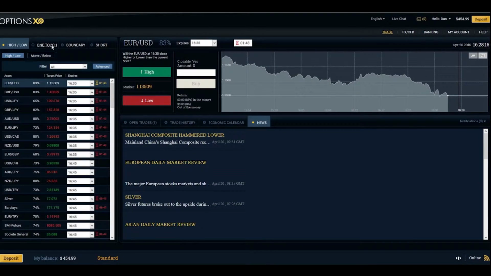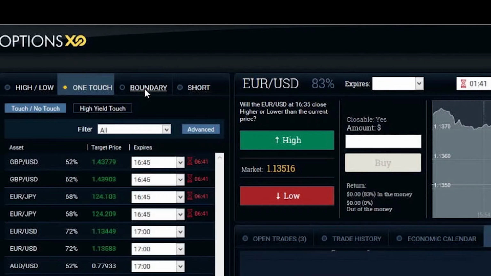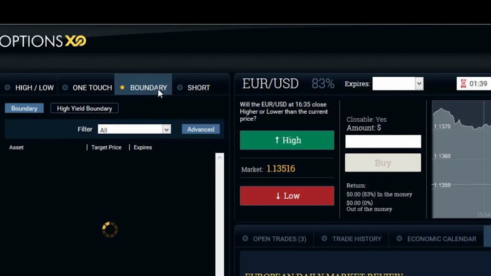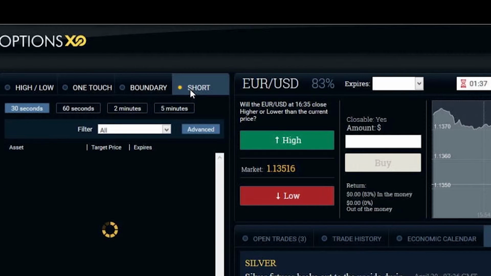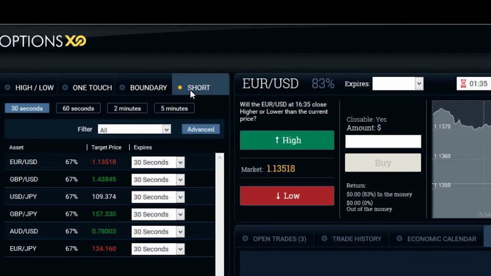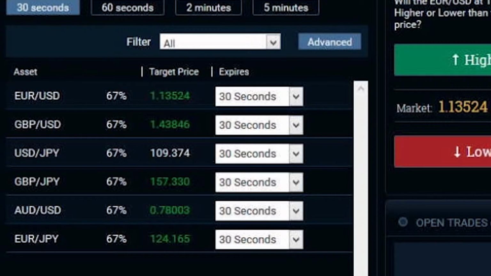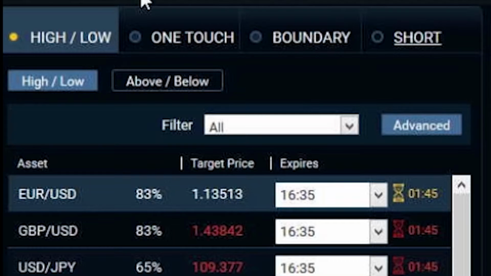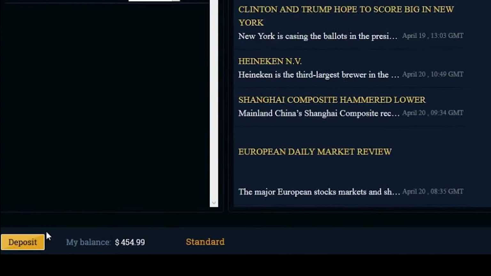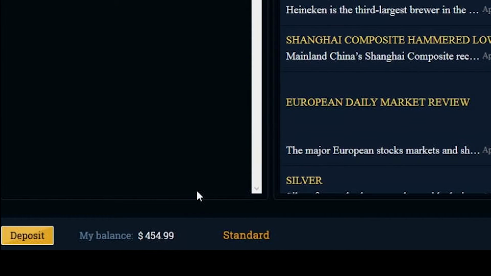Now, let's look at our assets and options window. This too is a multi-tabbed window in which each tab enables us to invest in a different type of option. Based on our selection, a different selection of assets is provided. The default option type is high-low, that is, regular call put options with expiry times ranging anywhere from 5 minutes to 6 months.